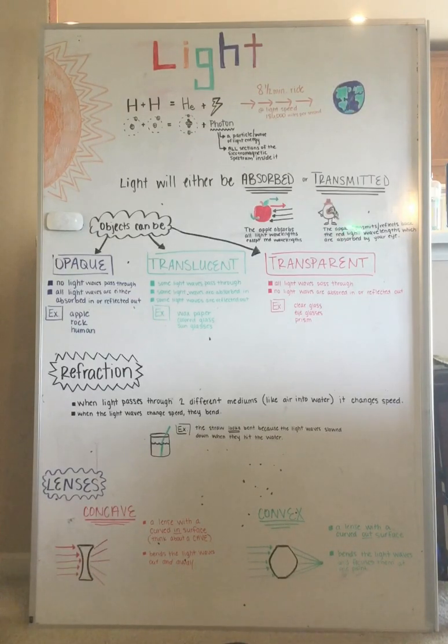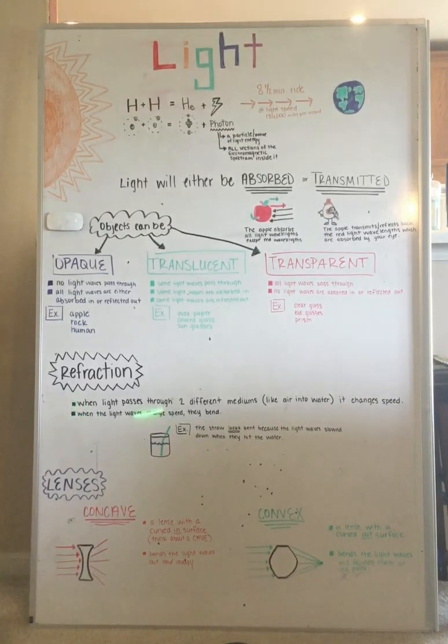And then we have transparent objects. This is where all of the light waves pass straight through. Nothing is absorbed by the object, and nothing is reflected off of the object. So this is going to be clear things that light can just pass right through. Clear glass like windows, your eyeglasses, or a prism.